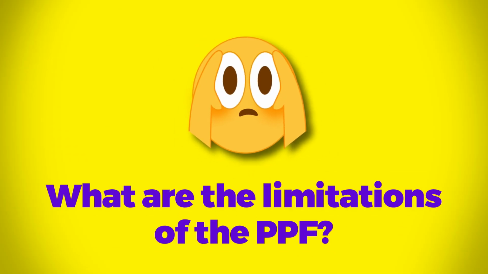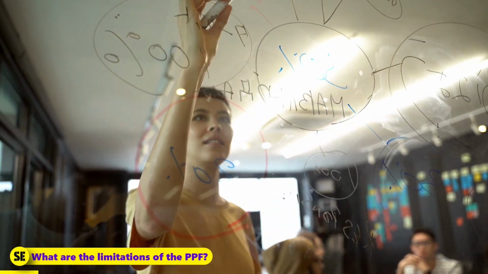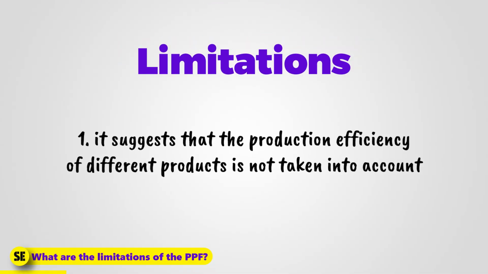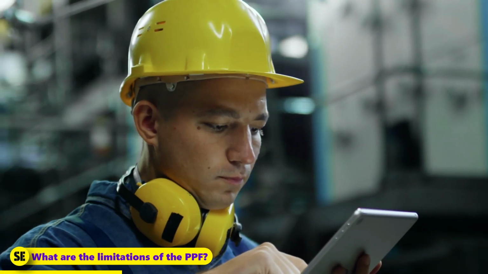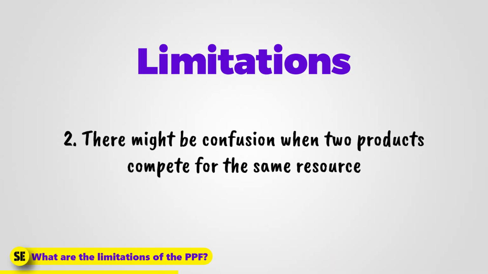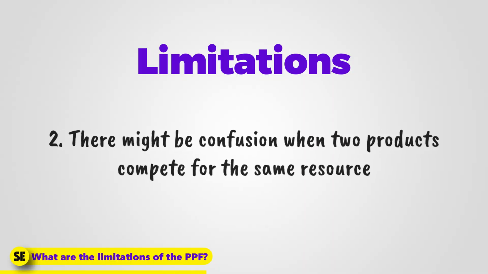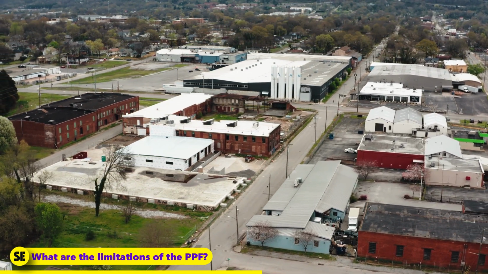What are the limitations of the PPF? The production possibility frontier has some limitations. 1. It suggests that the production efficiency of different products is not taken into account, as it assumes technology to be a constant factor. 2. Occasionally there might be confusion when two products compete for the same resource, but one of them has lower production costs due to technological advancements.